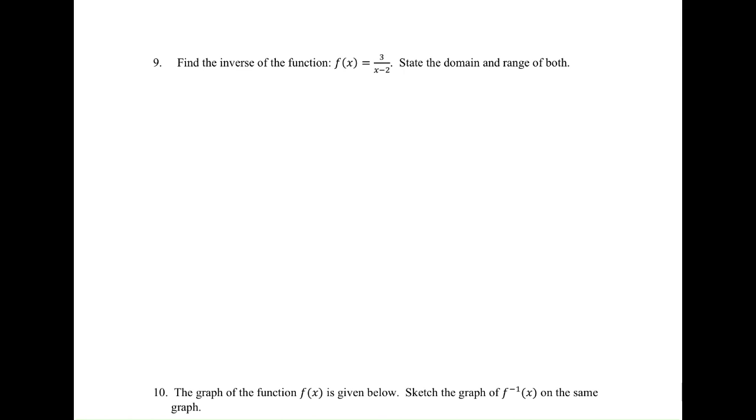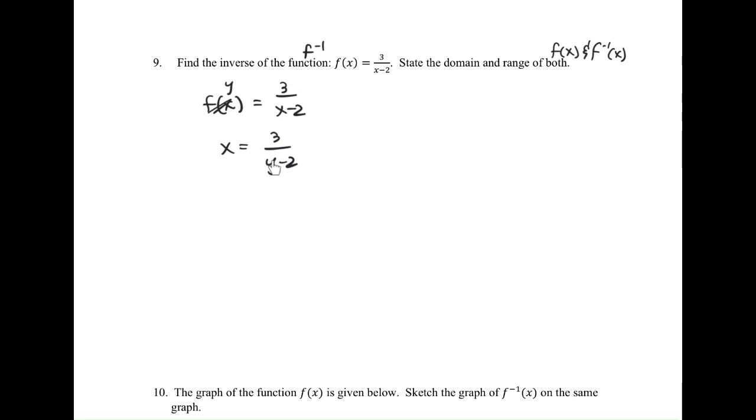Okay, question 9. We are finding the inverse of the function, and then state the domain and range of both. That means we have to have the domain of f of x and the domain and range of the inverse. So if we have the original function, and we switch the place of x and y, that's the first step. Remember, you can think about that as y. So the first step is to switch their places.